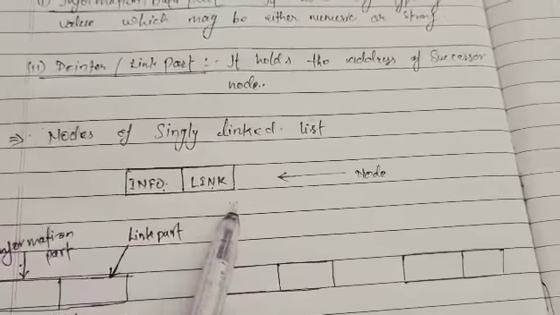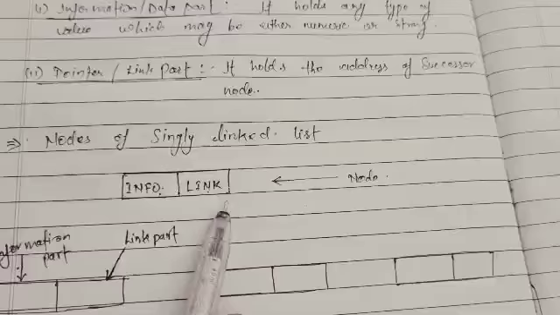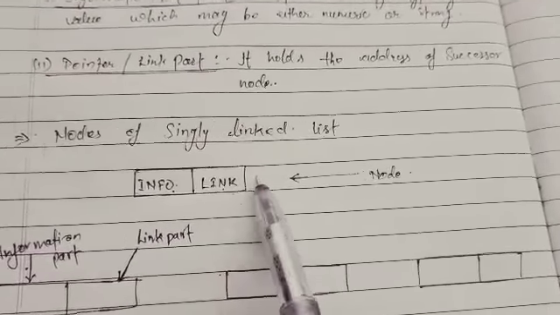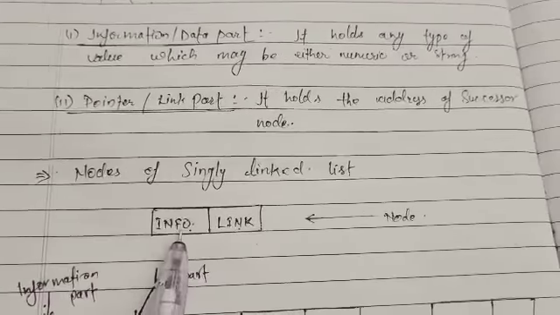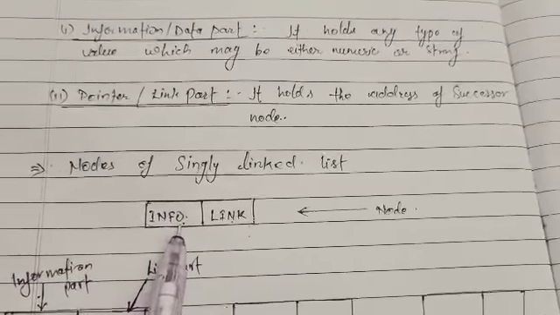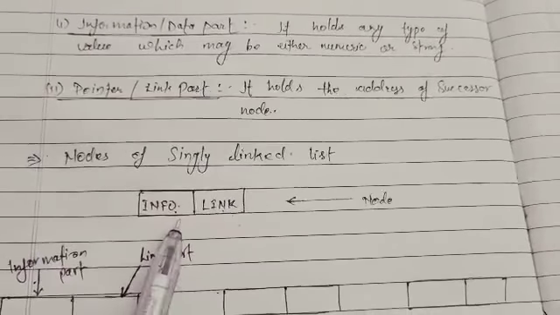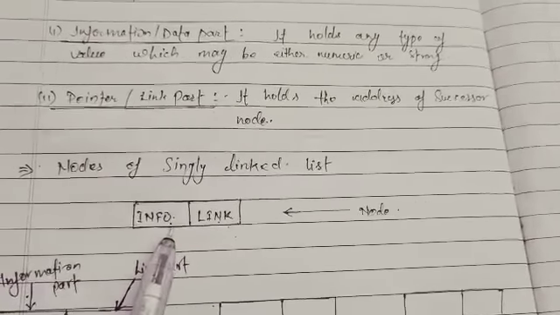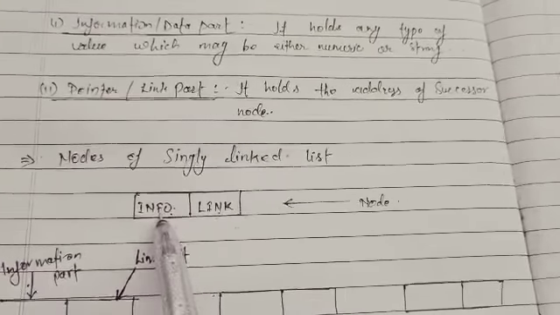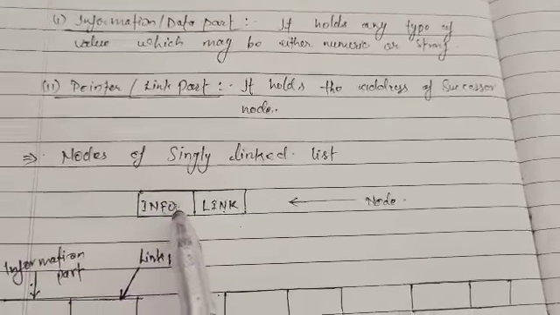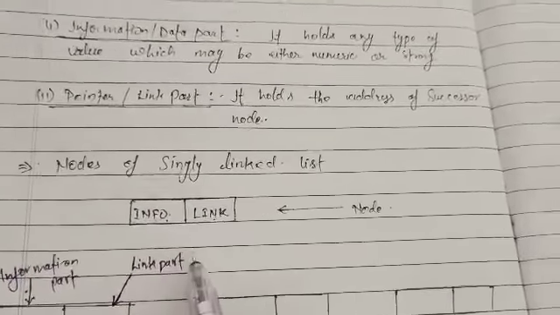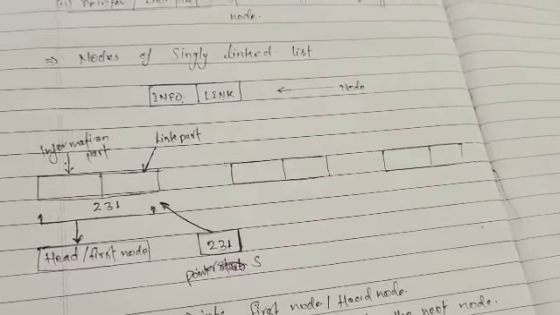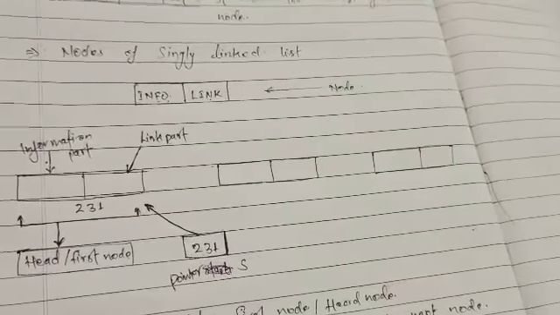In the link part we can store the address of the successor node. And in the info part, which is the information part, we can store any type of values, either string or numeric values. Now let us know what a successor node is, and let's see the singly linked list practically.